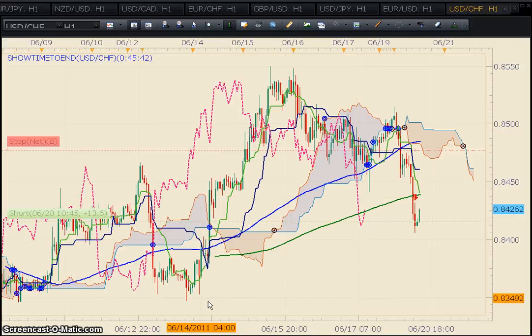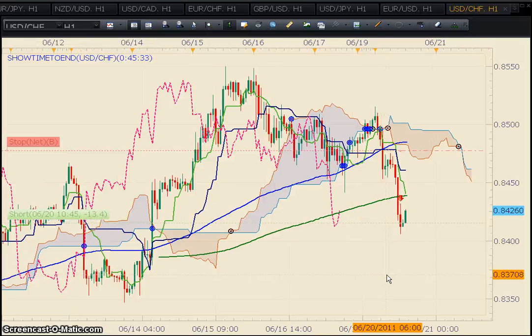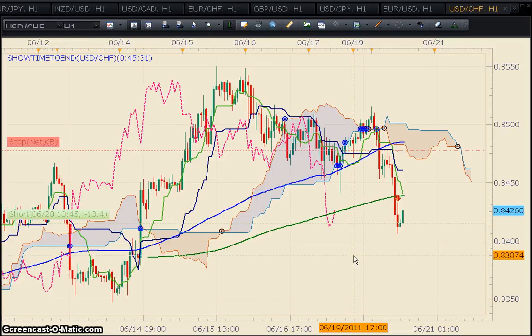But traders, that low that I said, the all-time low, is a spot I'll be looking for the market to bounce off of. Okay, so that's how I got into this trade using the Ichimoku system. Hopefully I helped somebody out with this.